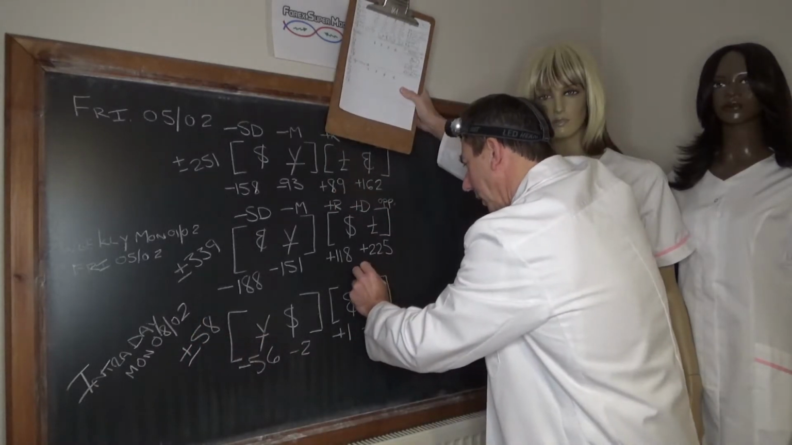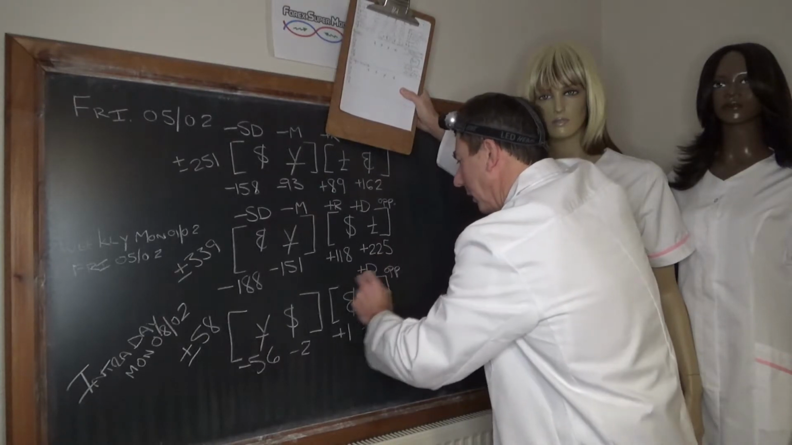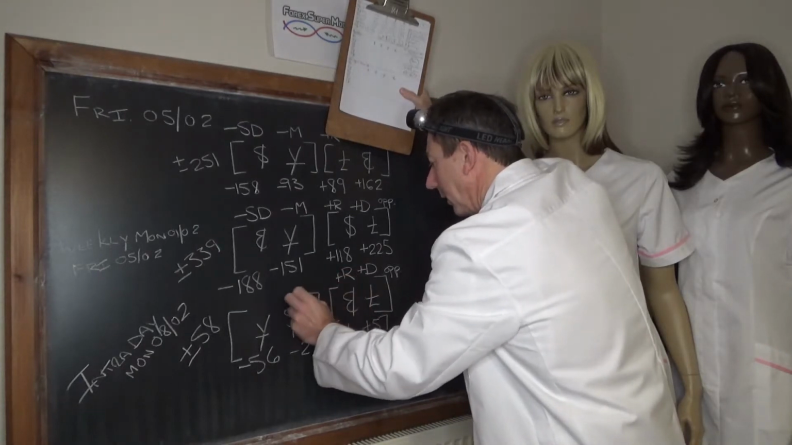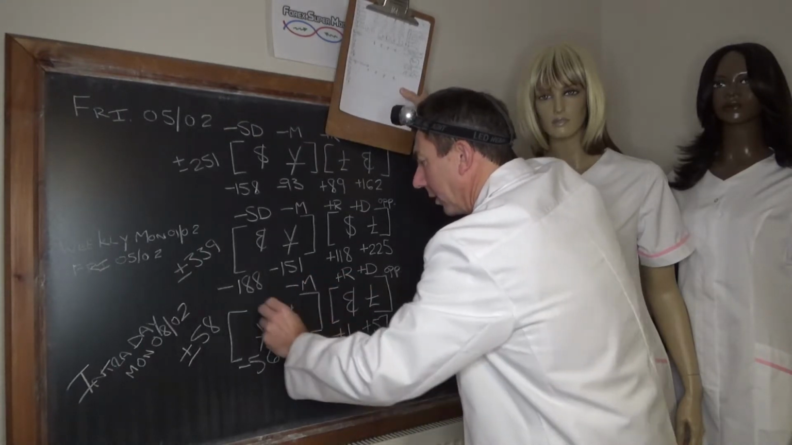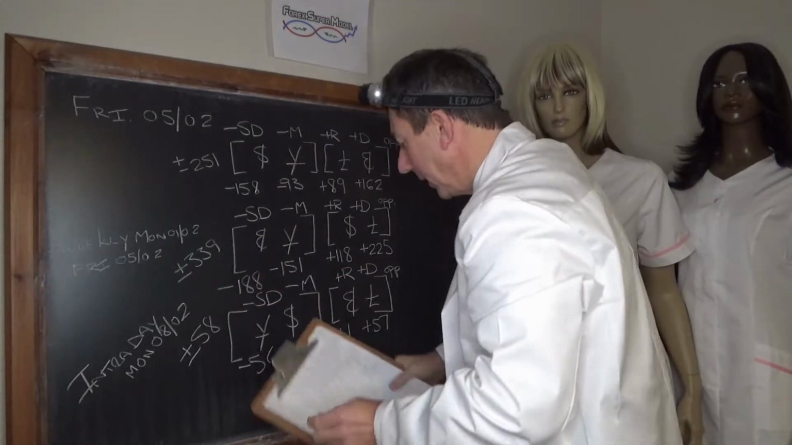Right, we've just got a positive opposed driver in the pound, positive rock in the euro, negative mover in the dollar, and a negative secondary driver in the yen.